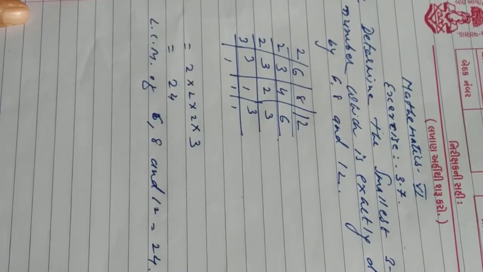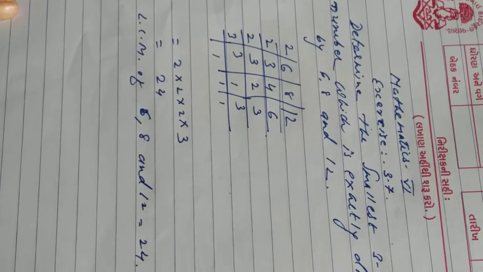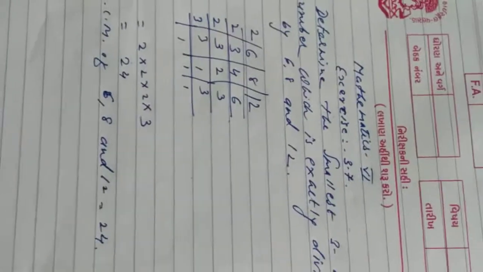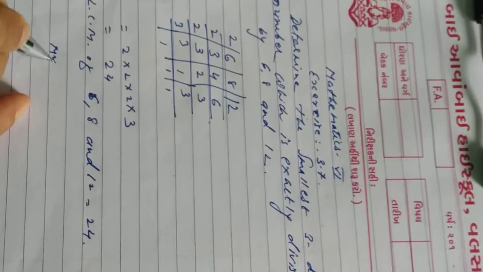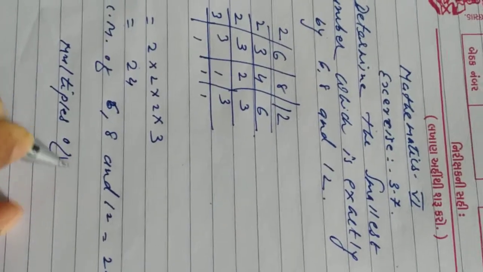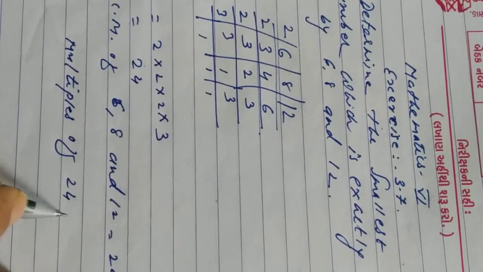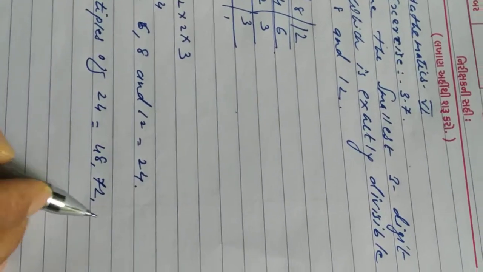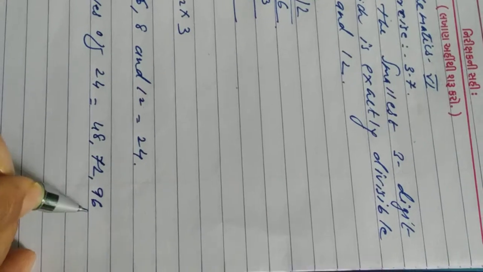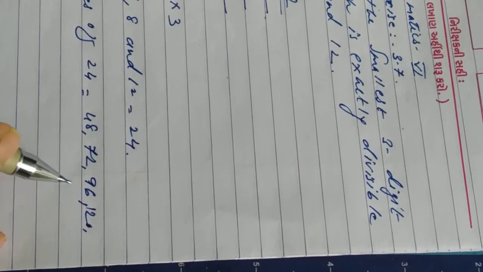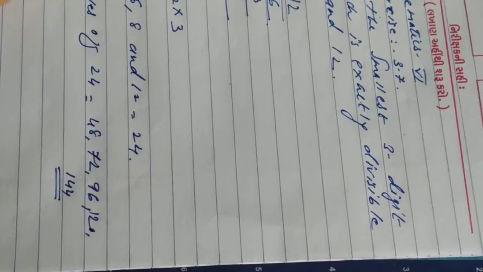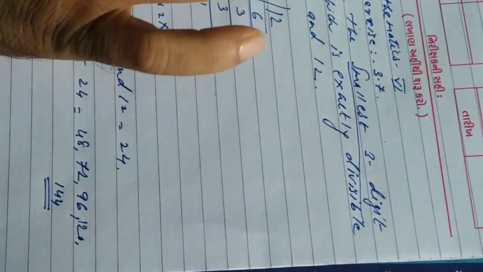It's clear. Now we know well, and already discussed before, that all the other numbers exactly divisible by 6, 8 and 12 will be the multiples of 24. So which are the multiples of 24? 24 first, then 2 twenty-fours are 48, 3 twenty-fours are 72, 4 twenty-fours are 96, 5 twenty-fours are 120, 6 twenty-fours are 144.